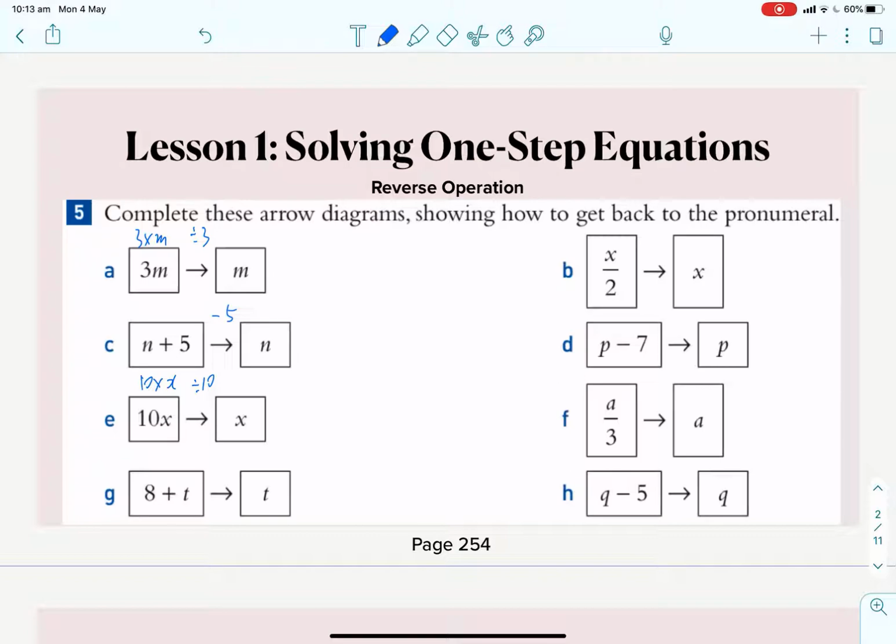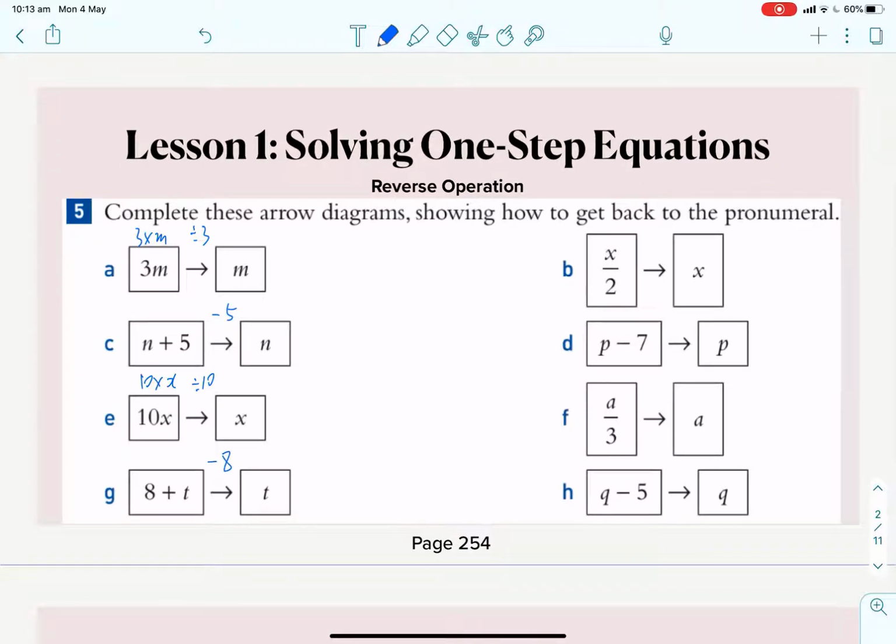Okay. So a plus t. So a plus is the same as plus a. Yeah. What's the opposite of plus a? Minus a. You go back to t. Okay. And the one up. So for b. Oopsie, I should go across. Anyway. So x over 2 means x divided by 2. What's the opposite of divided by 2? Times 2, yeah. We go back to x.